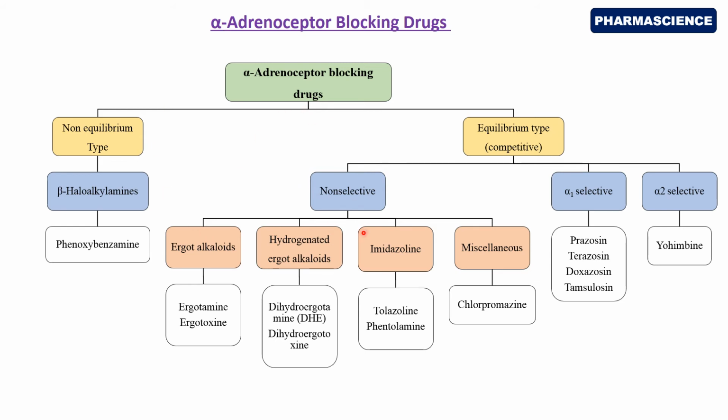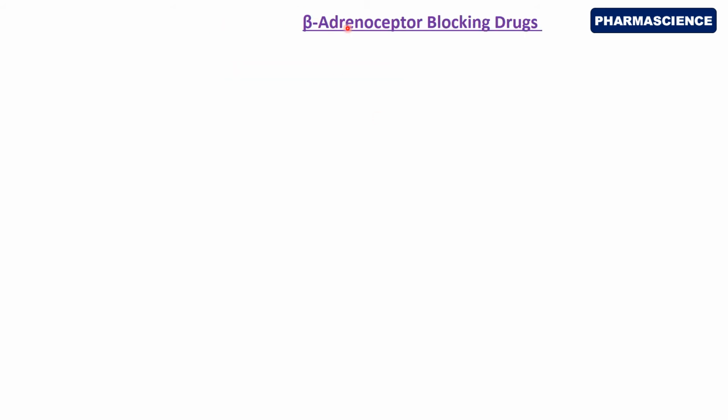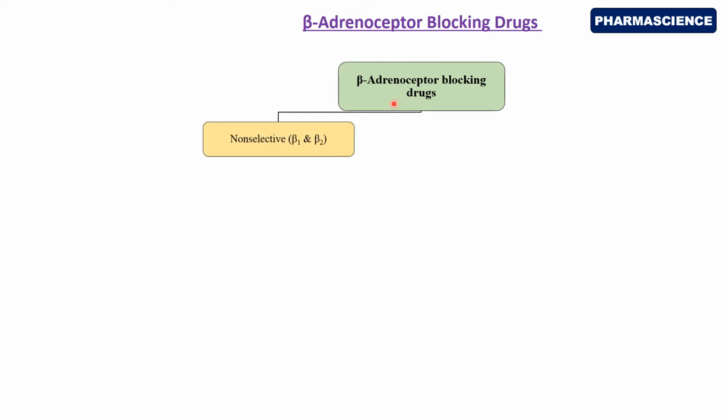Now we will see the second class of anti-adrenergic drugs. Second class is beta adrenoreceptor blocking drugs. The beta adrenoreceptor blocking drugs are again divided into two major classes: non-selective, also called beta 1 and beta 2, and second one is cardioselective.